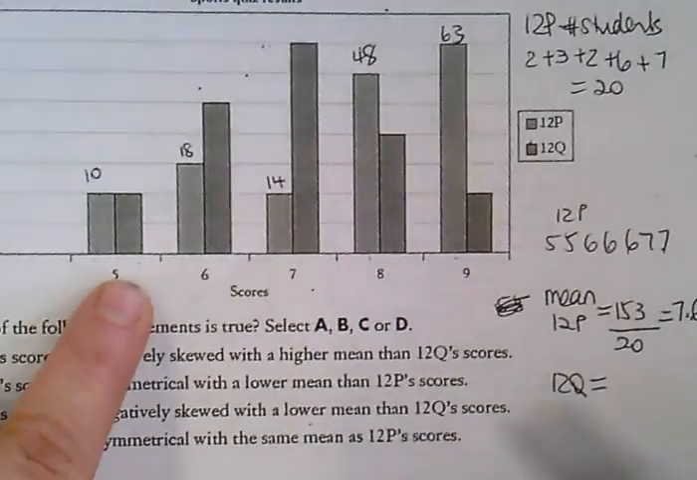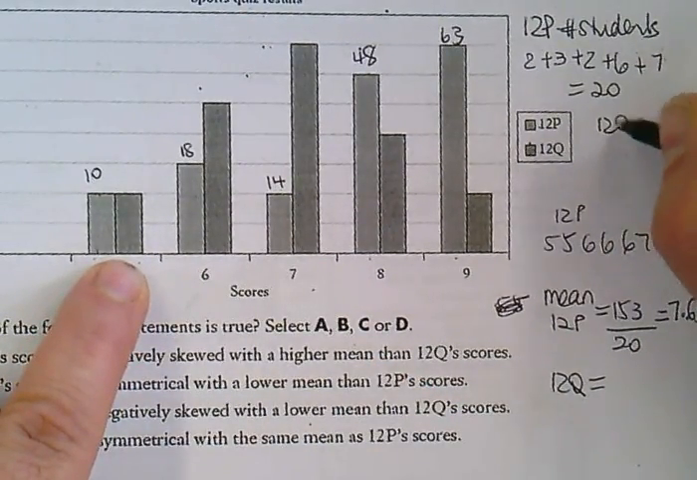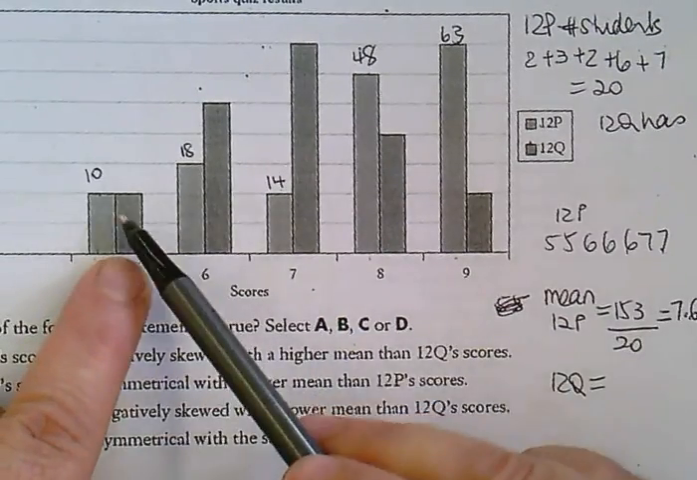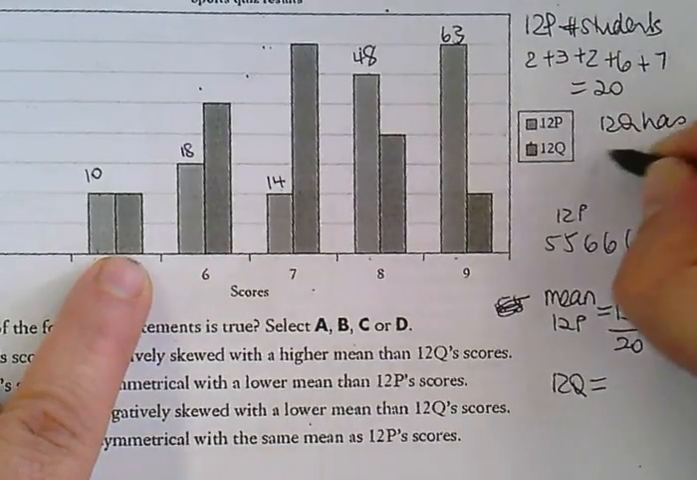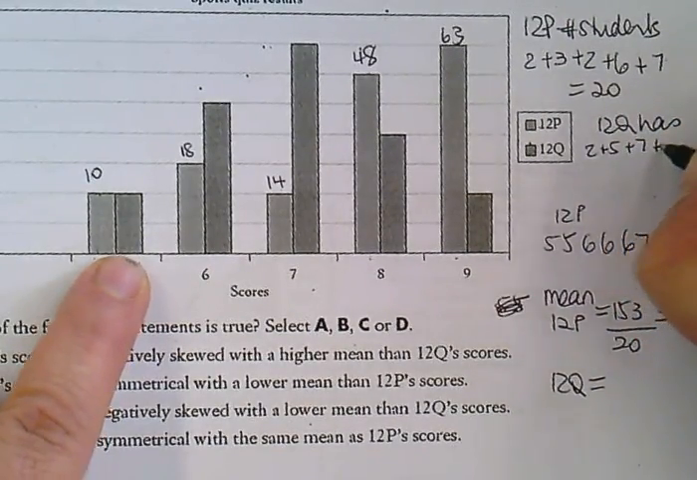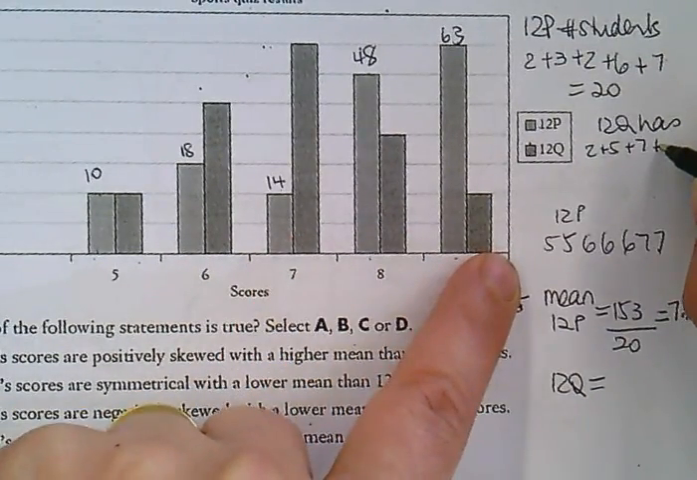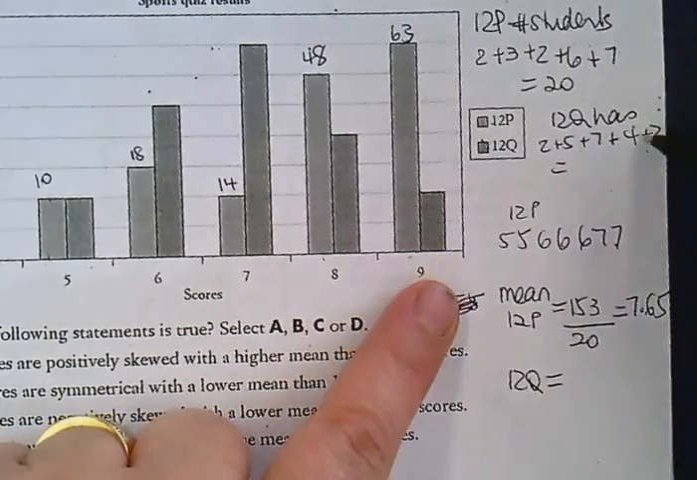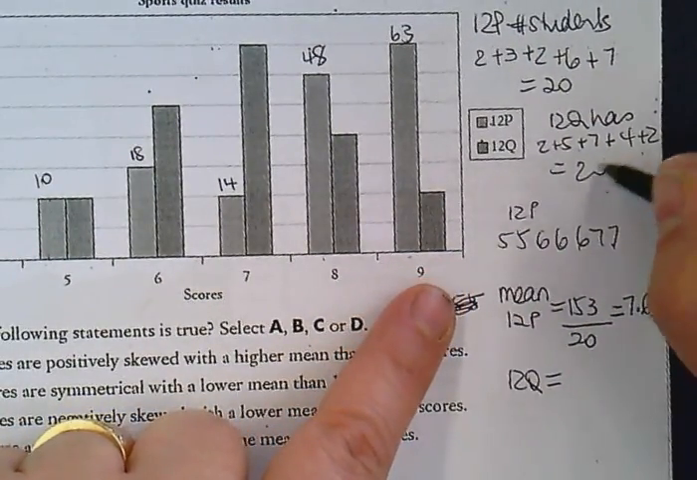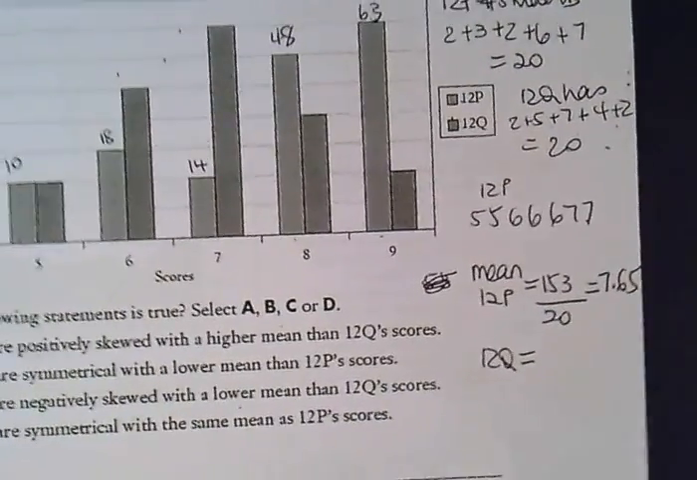We have to see how many kids there are. There's 2 and 5 is 7. So 12Q has, I'm just going to add them up in my head. 2 and 5 is 7. 7 and 7 is 14. Don't worry. 2, 5, and 7. What else? 4 and 2. And we've got 7 and 7 is 14. 14 and 6. It's also 20 kids. Would have been nice if they told us there were 20 in each class.